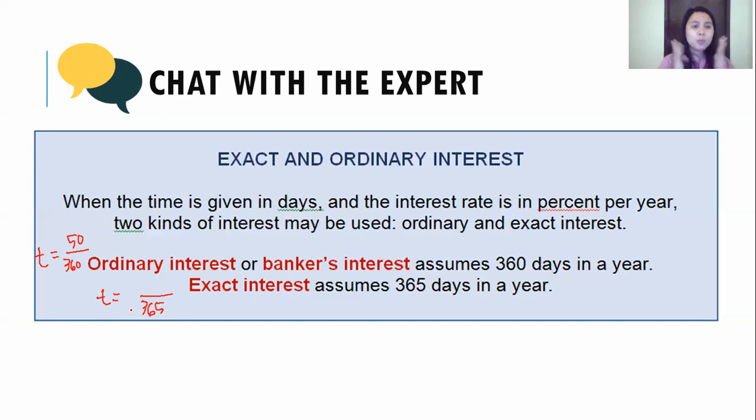Now, ma'am, what if it's not mentioned? Like if it's exact or ordinary. If it's not mentioned, then we take the exact interest. The ordinary interest will only take effect if it's mentioned, like ordinary interest, or specifically the money is borrowed from a bank. Otherwise, we just take the exact interest.